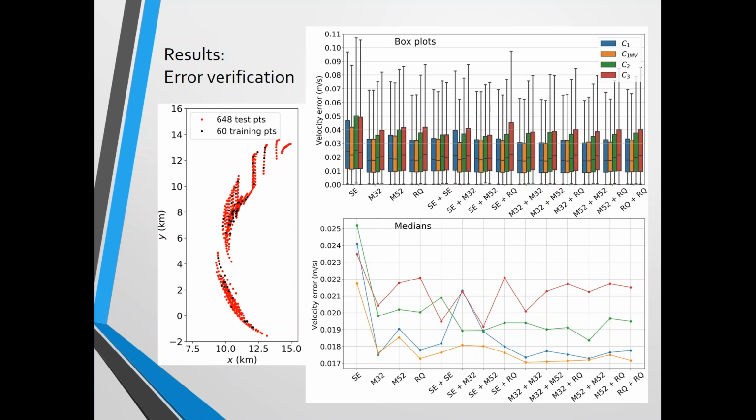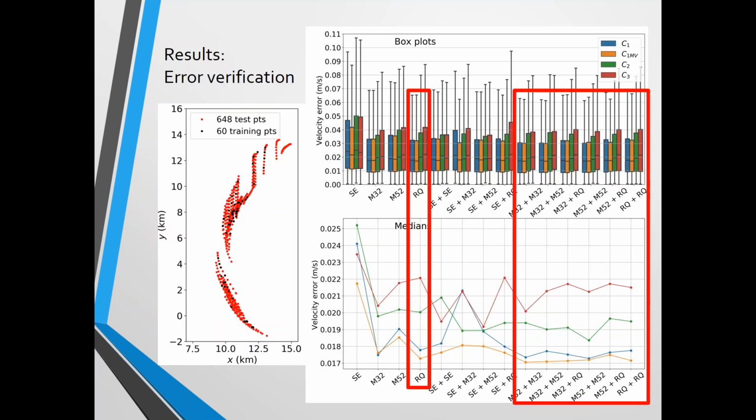Okay, so here the best results I found were using the rational quadratic function and also the combination of different covariance functions. But still you can see the orange and blue have smaller medians and a smaller spread of the errors.